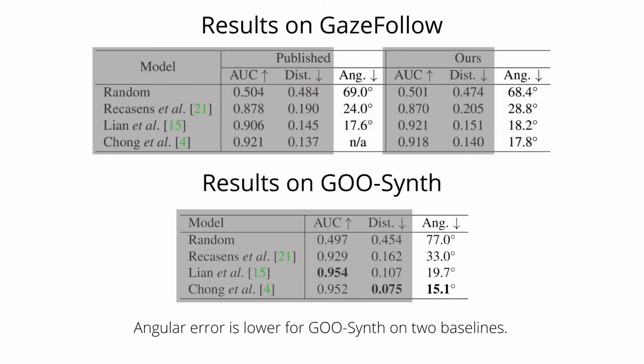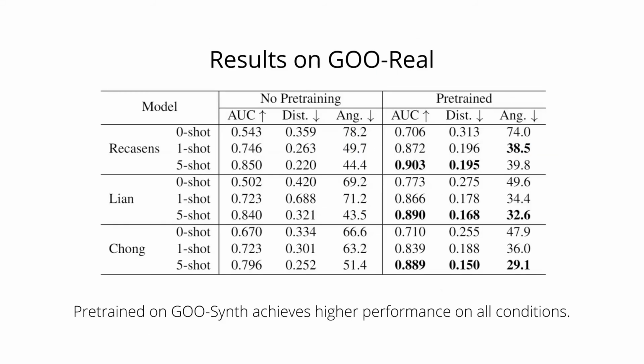On angular error, however, baselines perform worse on the GOOSynth dataset. This is due to the samples in GOO where the human head is facing away from the camera but towards the shelves, making it hard for the models to make use of facial features to estimate direction. We follow with our results for baseline evaluation on GOO. The values consistently show that models pre-trained on the GOOSynth dataset achieve higher performance on all metrics compared to models without the synthetic pre-training.